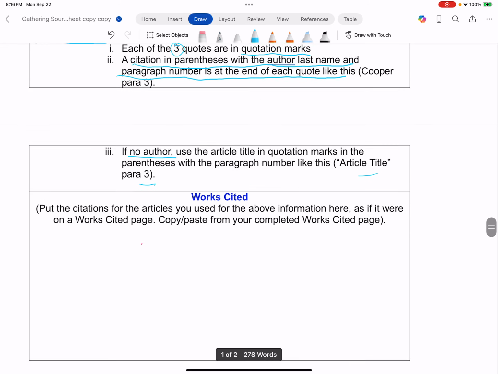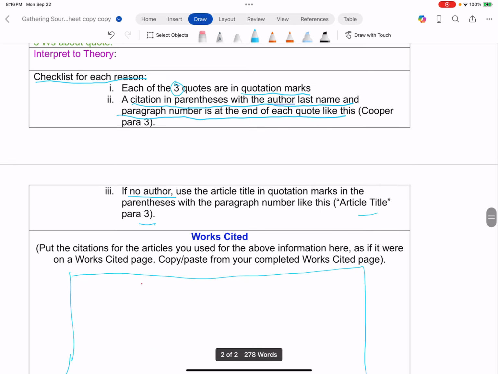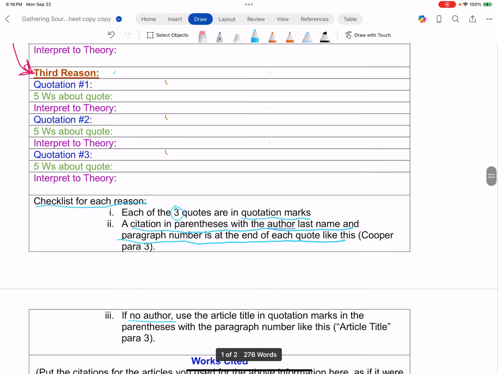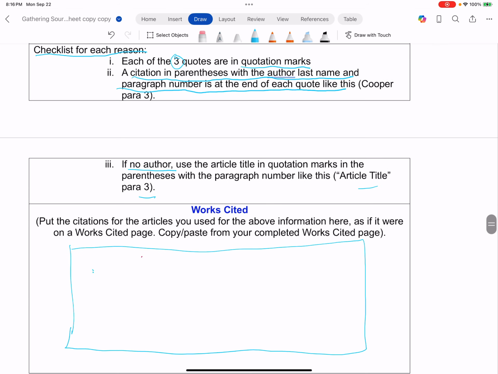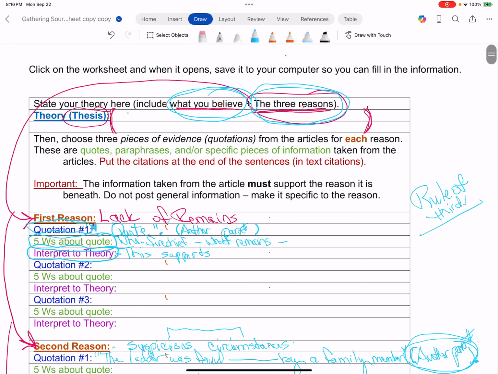When you're finished with this worksheet, you copy and paste your works cited page here. So I can check if these citations here that go after your quote match the articles that you're going to put on your works cited page. And you just copy and paste them in. And I know it messes with spacing on this, but that's okay for this worksheet. And then you save it as a DOC or DOCX file in the Word program, and you submit it. I hope this helps.